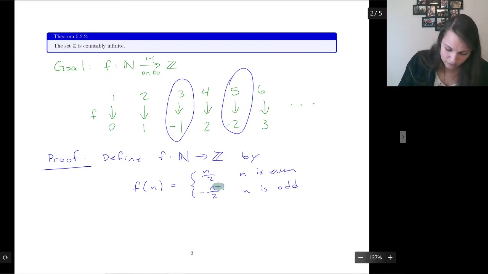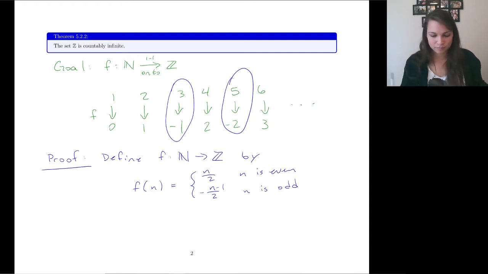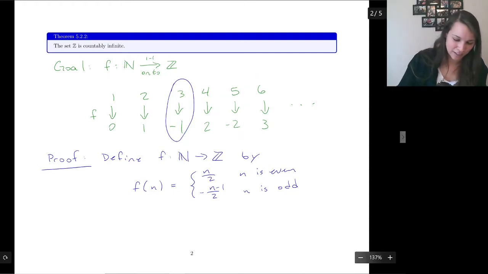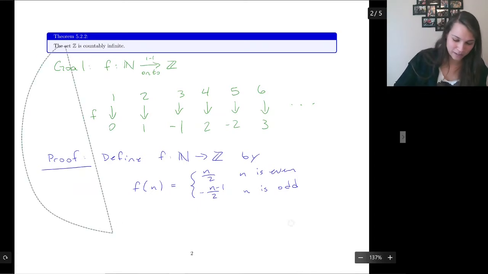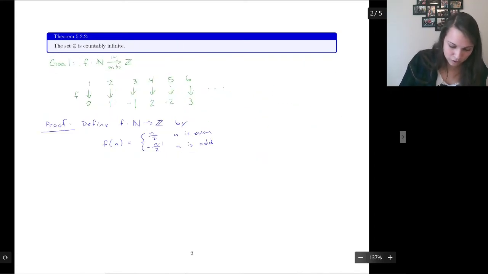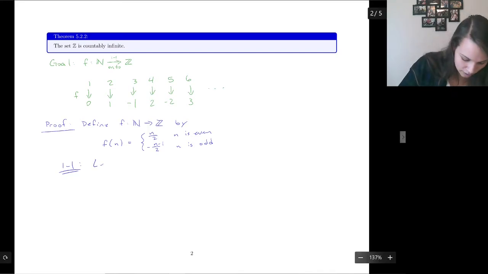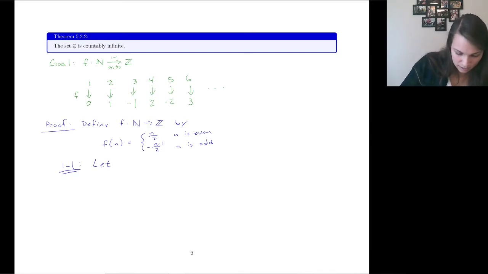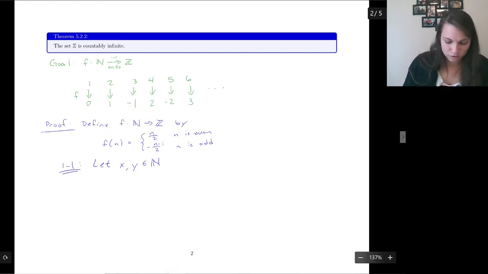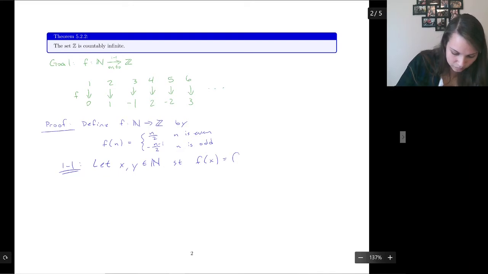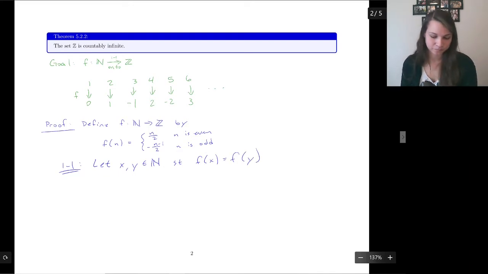So that's the hard part, coming up with our bijection. Now we have to prove it's a bijection. And then once we have that, we're basically done. Let's make some room so that we can do a one-to-one proof. This is going to start the same as any other one-to-one proof. We're going to take 2 elements in the natural numbers, since that's our domain. Let's use x and y. So let x and y be natural numbers such that their outputs are equal. There we go. First line of any one-to-one proof.